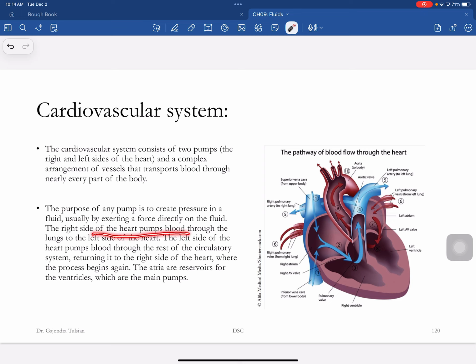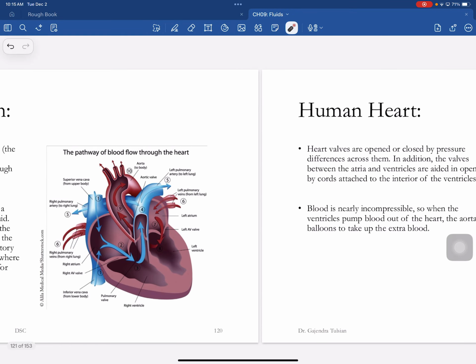So the right side of the heart pumps blood through the lungs to the left side again. The atria are reservoirs for the ventricles, which are the main pumps. So the ventricles are the main pumps. Okay.